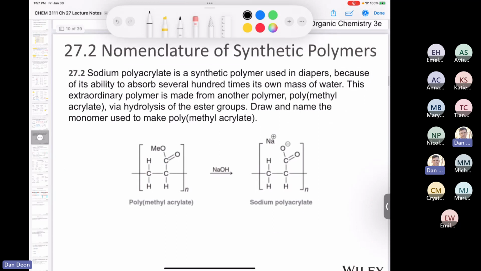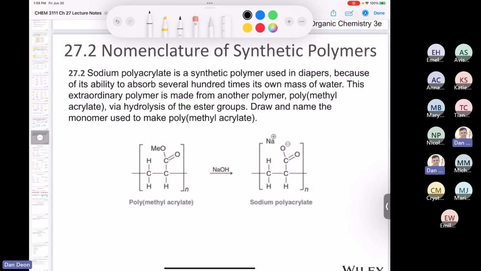It says nomenclature of synthetic polymers. So sodium polyacrylate, this is a funny one, is a synthetic polymer used in diapers. Because of its ability to absorb several hundred times its own mass in water, this extraordinary polymer is made from another polymer, polymethyl acrylate, via hydrolysis of ester groups. So draw and name the monomer used to make polymethyl acrylate.